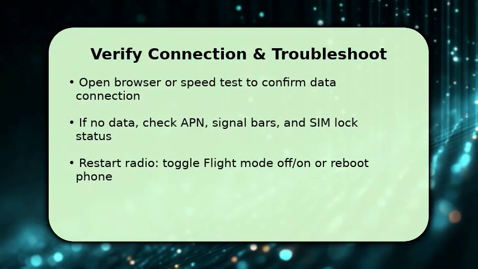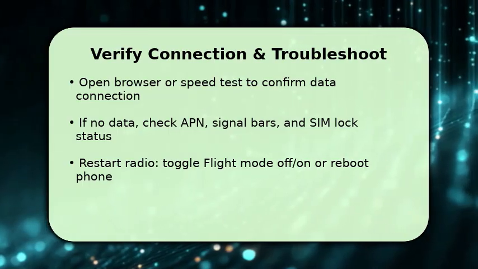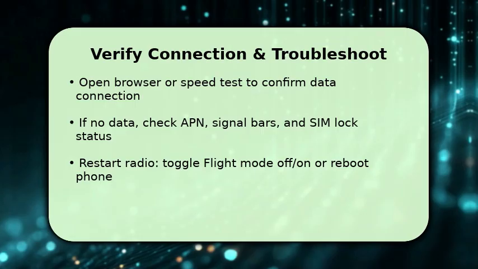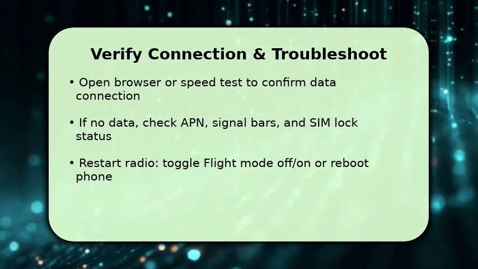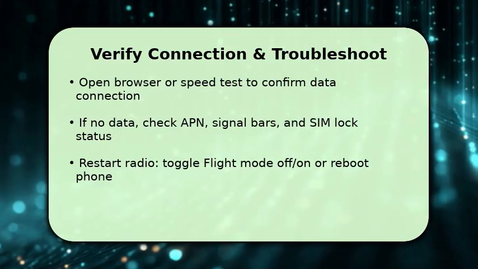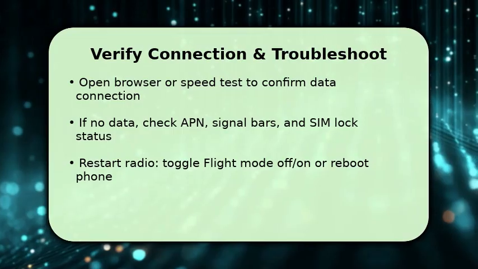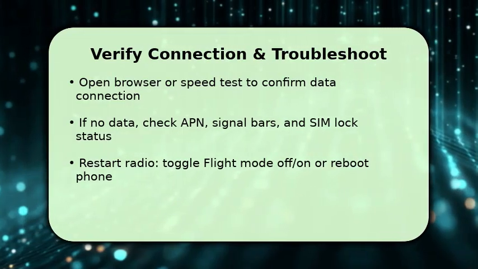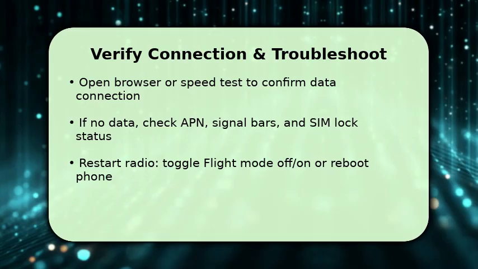Finish by verifying you actually have an internet connection. Open a lightweight web page or run a speed test app to confirm packets flow. If you don't see connectivity, check APN settings, confirm signal bars, and ensure the SIM isn't locked or restricted by carrier. As a quick fix, toggle flight mode off then back on or fully reboot the phone. This forces a fresh registration with the cell tower.